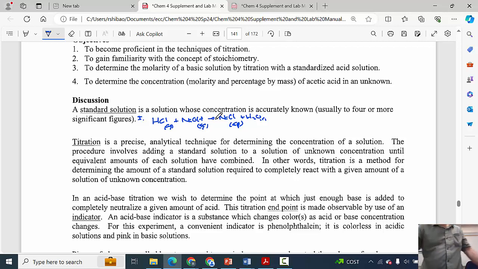And so what we're going to do is put our hydrochloric acid in the flask with the dye. You don't want to use too much dye. We only want to use a drop, maybe 2 drops of dye.